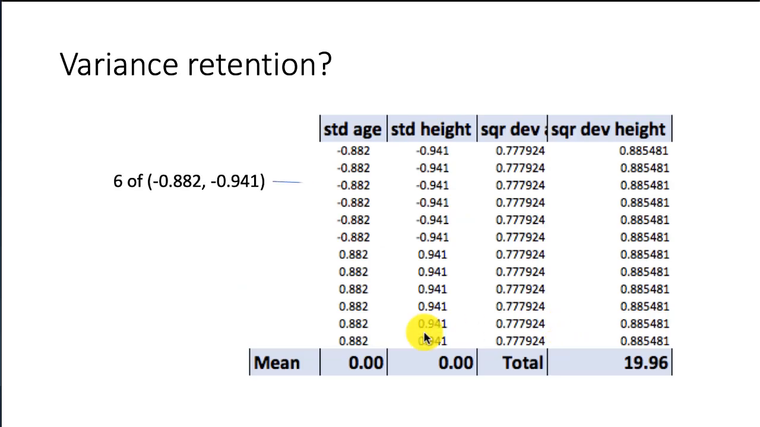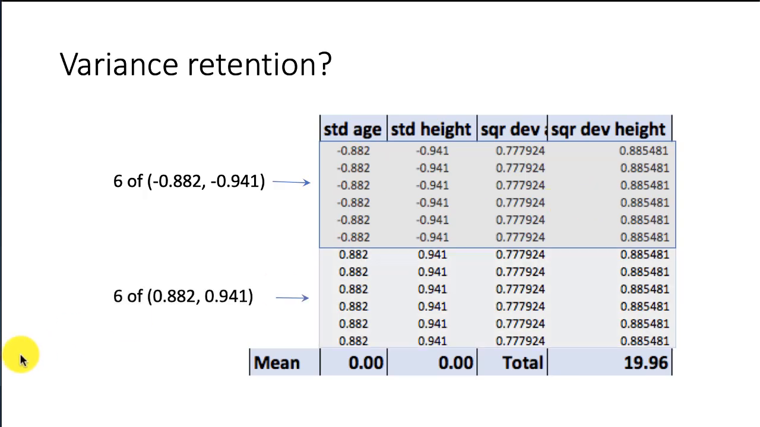Okay, so therefore what you have is 6 cases of this cluster 1 and 6 cases of this cluster 2. So instead of thinking of them as 12 different cases, which was the original data, I'm thinking of it like this: 6 identical cases and 6 of these identical cases. Now if I measure the sum of squared deviations for this new set, the mean of course will be 0 because these are all standardized, right? So now if you calculate the squared deviations, I'm getting that the total amount of variability in this data is 19.96.